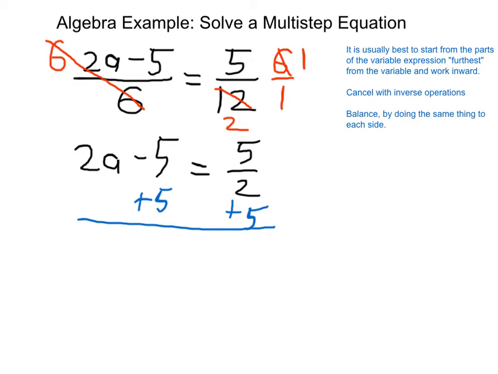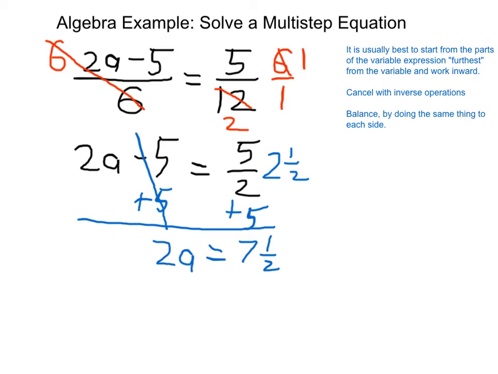On the left, the minus 5 and the plus 5 cancel out nicely. And on the right, it probably does make sense to convert that into a decimal. So 5/2 is equal to 2.5. And when I add 2.5 with 5, I get 7.5. Now if I carry down the left, that's going to give me 2 times a is equal to 7.5.